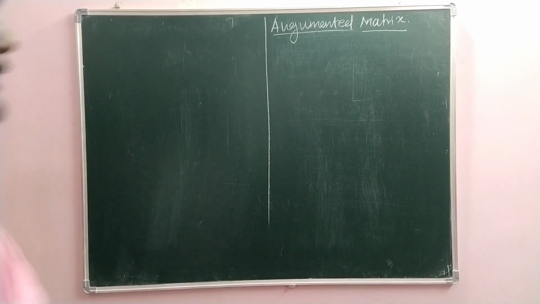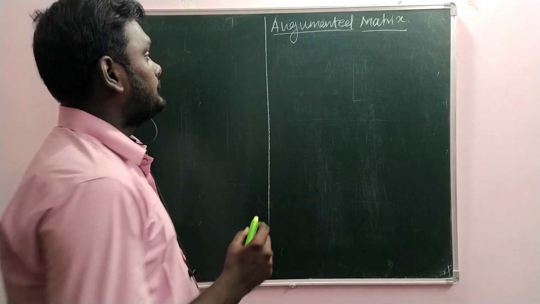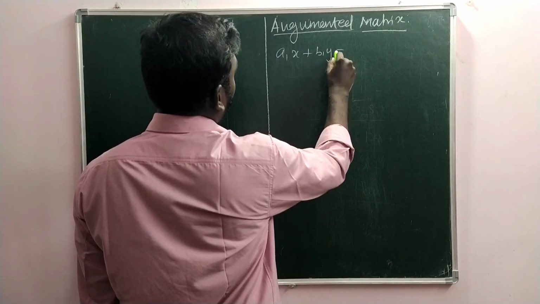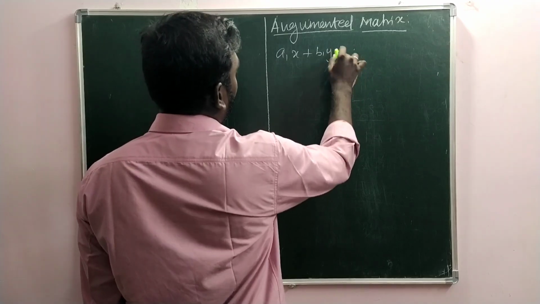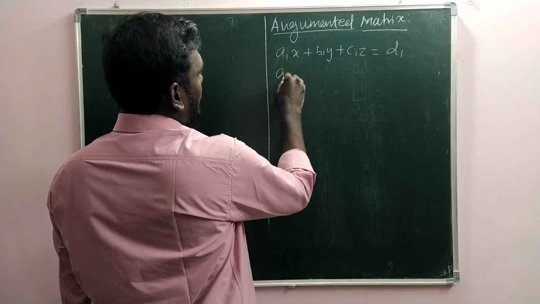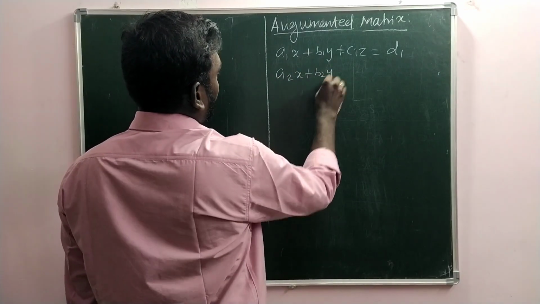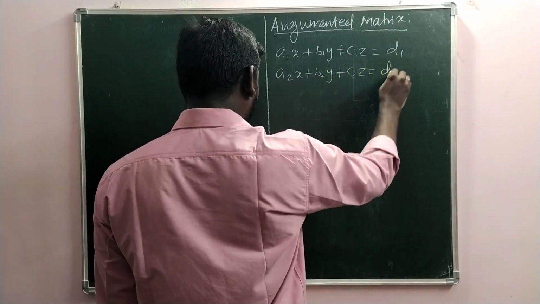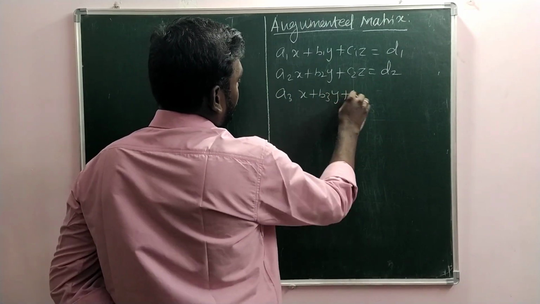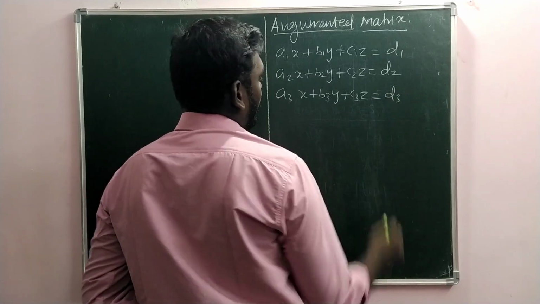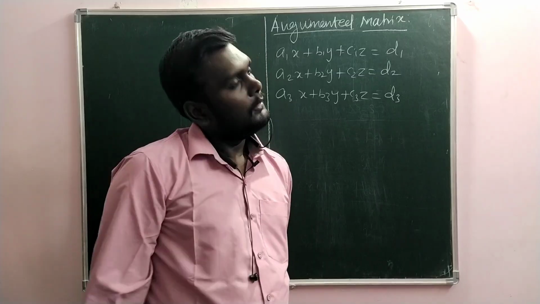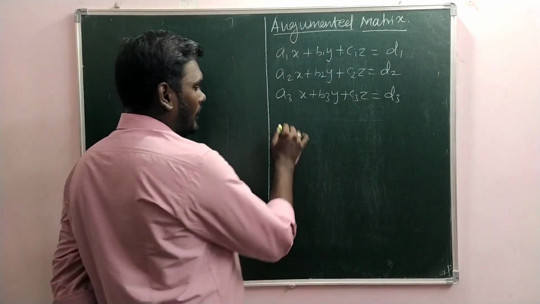Augmented matrix means consider the system of equations like a1x plus b1y plus c1z equals d1, a2x plus b2y plus c2z equals d2, and a3x plus b3y plus c3z equals d3. Now there are three equations with three unknowns.